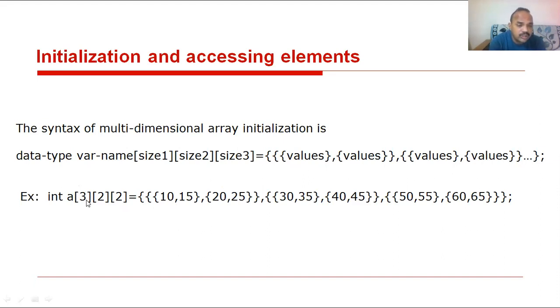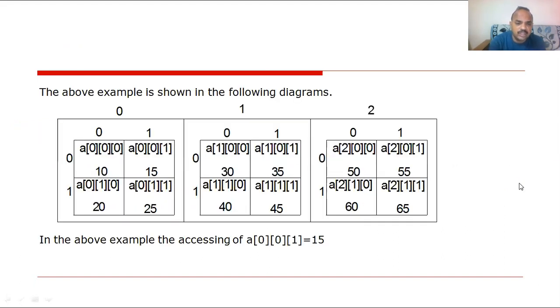Then 3 rows, 2 columns. Again 2 rows, 2 columns. Here 3 rows means each row consists of 2 rows and 2 columns, sub rows and sub columns. Here first row, second one, next column. This is an example diagram for this.